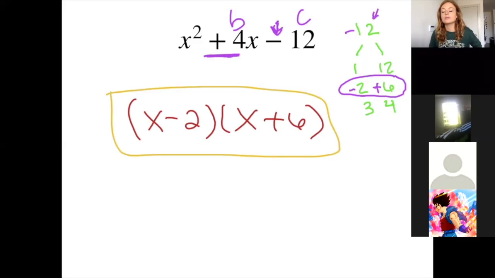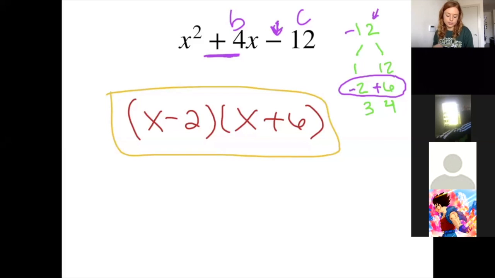Any questions? Take your pictures if you need to. Hopefully you're writing. It's better for you. But if you're at the store like Christian, you might just have to screenshot. All right, I'm not seeing any questions pop up.